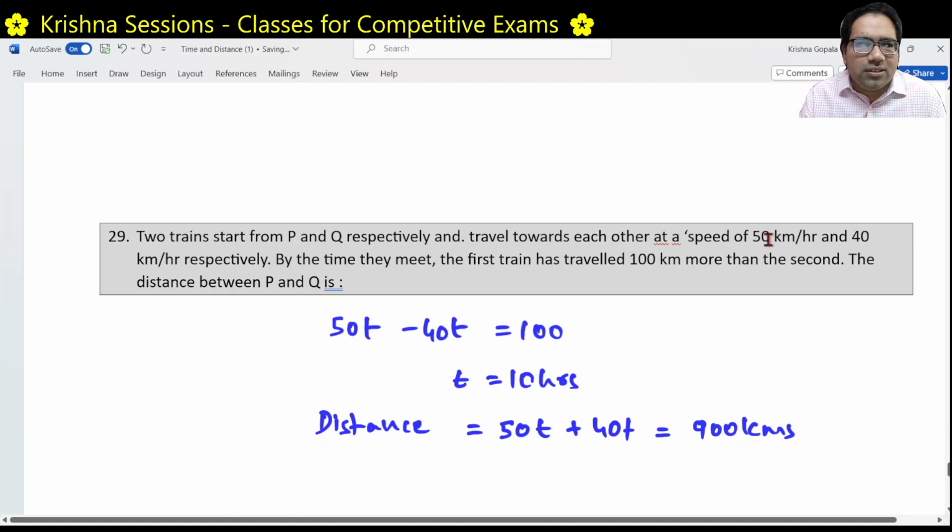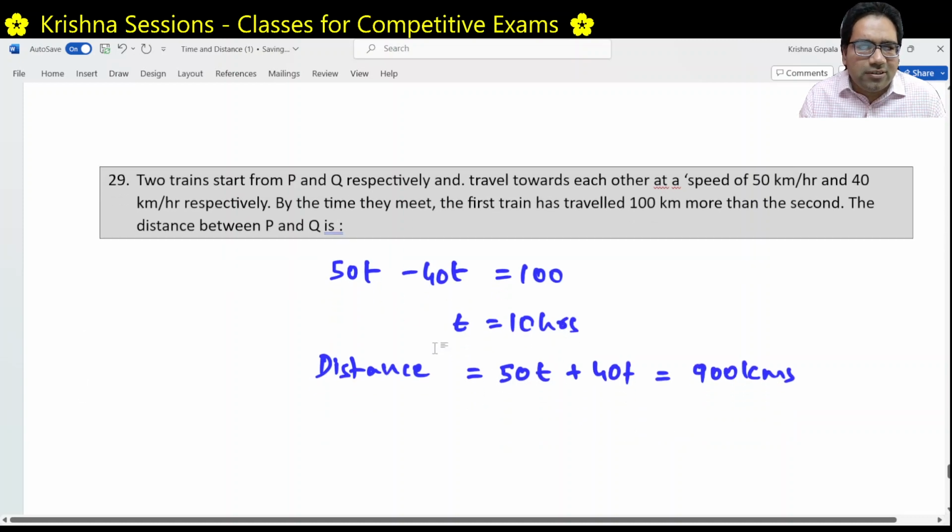Here T can be 3 hours, 4 hours, whatever. Q would have traveled 40 into T hours. Now P has traveled 100 kilometers more than Q. So 50T minus 40T is equal to 100. That means 10T is equal to 100, T is equal to 10 hours.